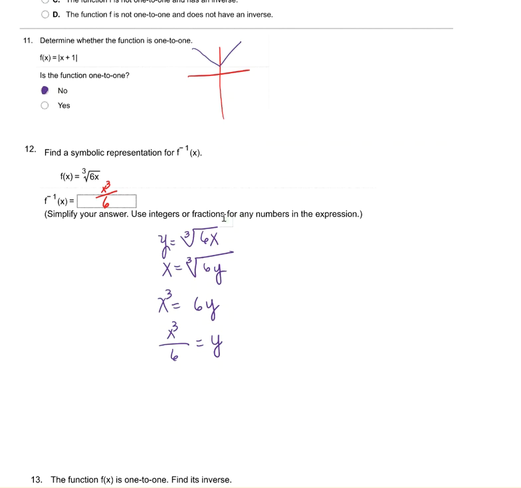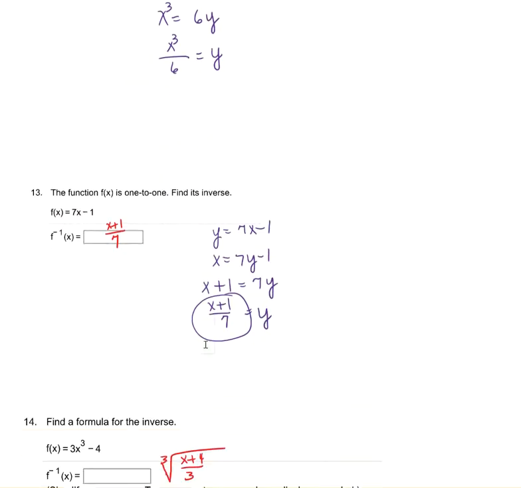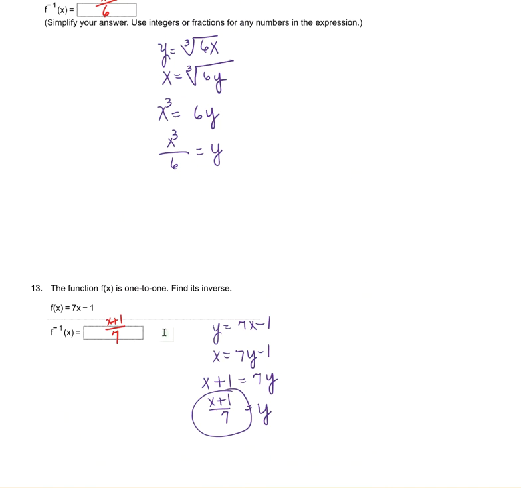Number 12, we're going to find the inverse. So we start out with y equals cube root of 6x. We change x and y. Then we've got to solve for y. So we're going to cube both sides. We'll divide by 6. And they've already got the f inverse notation here, so we're just putting x cubed over 6 in there.